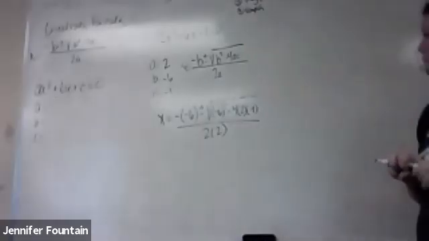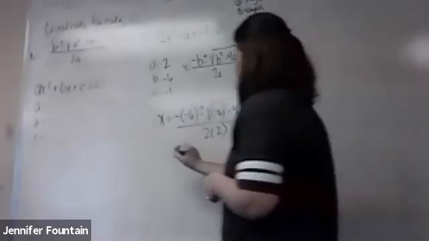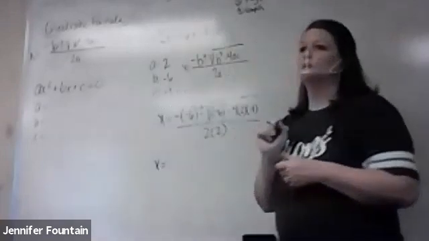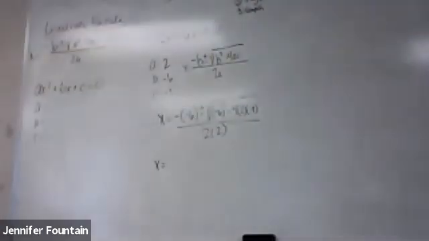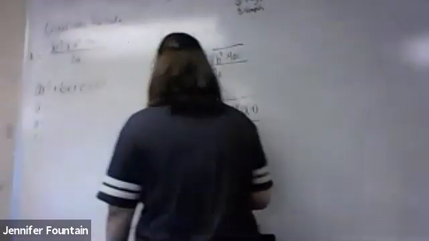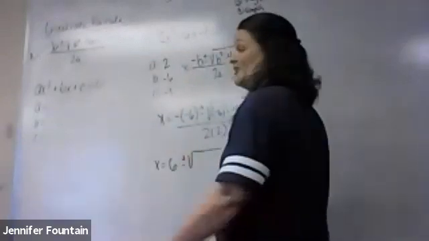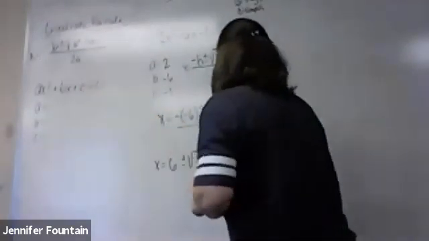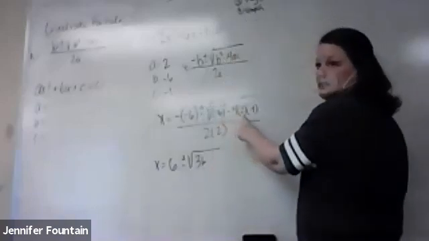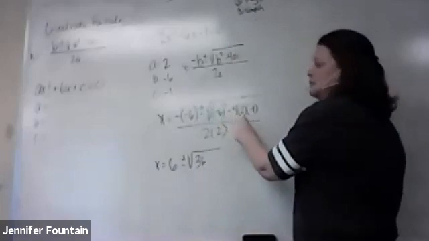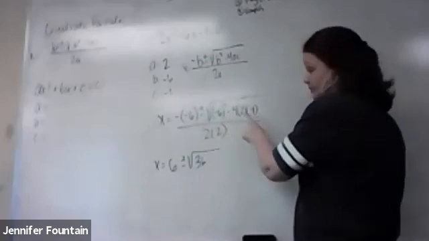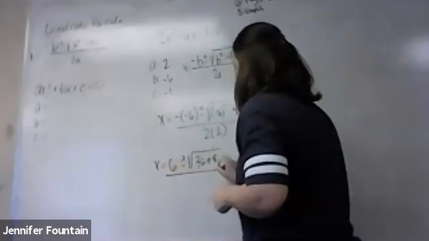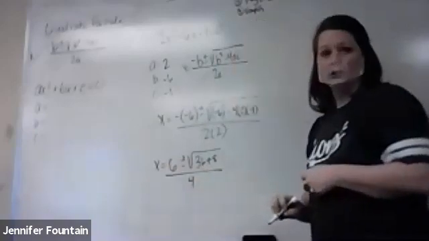I'll go ahead and fill them in. Now we're going to start simplifying. X is equal to -6, plus or minus the square root of now 36. Now I have -4 times 2, -8, and -8 times -1, +8, so it will be +8 all over 2 times 2 is 4.